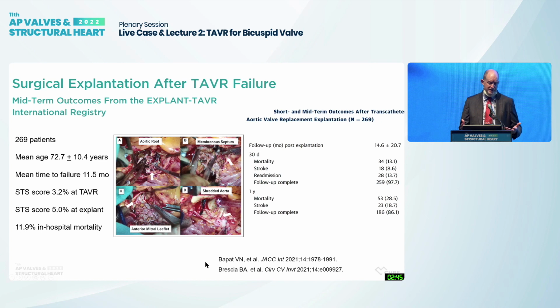What about just explanting the valve and putting a surgical valve in? Well, here's an experience of about 300 patients. If you see, they have about a 12% inpatient mortality risk. And here's some pictures of how difficult these surgeries can be. And the one-year data is really terrible, 30% death rate and 20% stroke rate. Now, this is a selective group that had something wrong like endocarditis or early valve failure, but still, we can't just assume that reoperation is going to be the way to go if you do a TAVR in a bicuspid that doesn't have ideal anatomy for a TAV and TAV in the future.